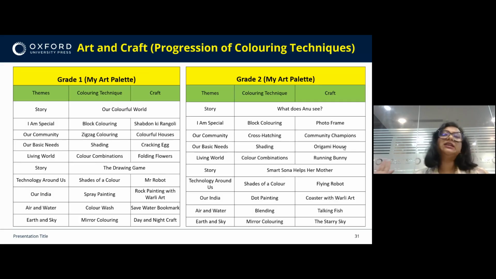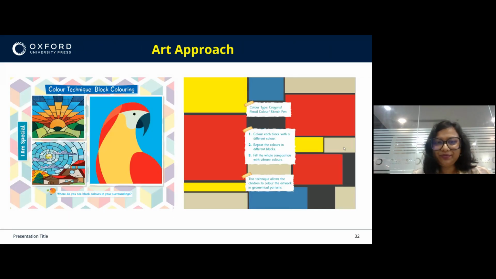Let's get into art and craft a little more. We have completely redesigned our art and craft curriculum. So this is just an example. Suppose the topic is block coloring. On the first page, the concept is being shown. See, this is what the technique is. You can see some pictures that follow this technique. Then on the next page, there are step-by-step instructions as to how you can follow this technique.